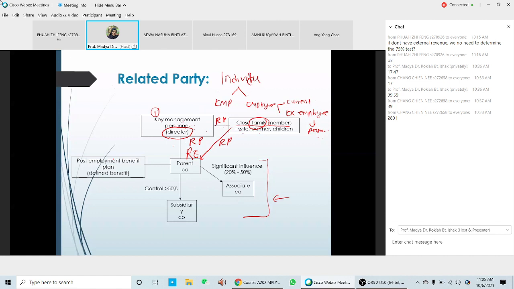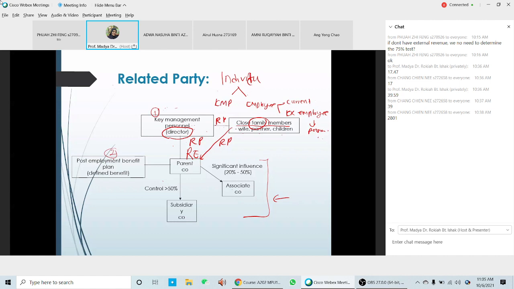Okay, and then the post-employment benefit here relates to the employee. So they have a pension here. Current employees are entitled to salary. As employees, they are entitled to benefits, pension plans, for example. This one we already discussed, about subsidiaries and associates. So for individuals here we have two: key management personnel and employees.